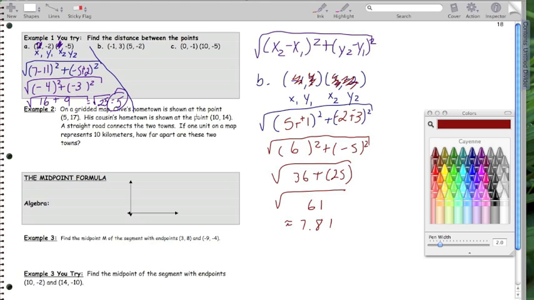Hopefully by now it's starting to click a little more. There's a lot to this formula, but it's not really hard. It's just making sure you put everything in the right place and remember your basic algebra skills.